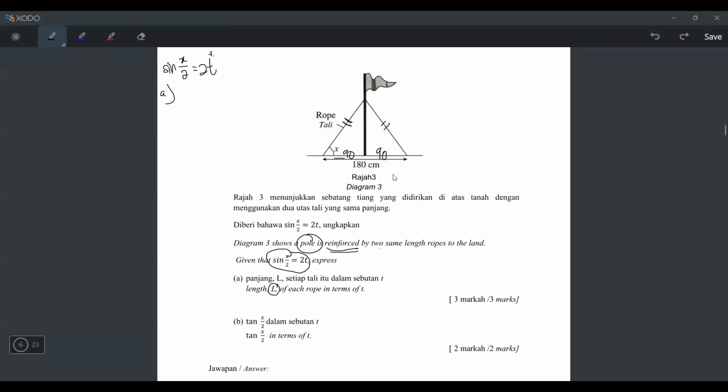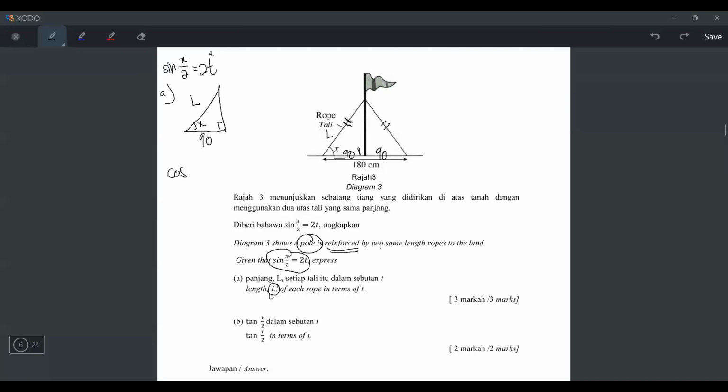Okay, first of all, we saw a right angle triangle, and we already know this is L. So let's draw it out. This is 90 degree, this is the length of rope, and this is the angle X, right? And we do know that this is 90 degree. So if you want to use one formula to include all these 2 lines and this angle, we would use cos.